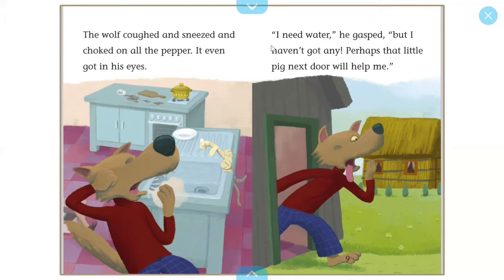And what was that word that he said? He said, "I need water." He also said, "But I haven't got any. Perhaps that little pig next door will help me." Do you think that pig's going to help him?